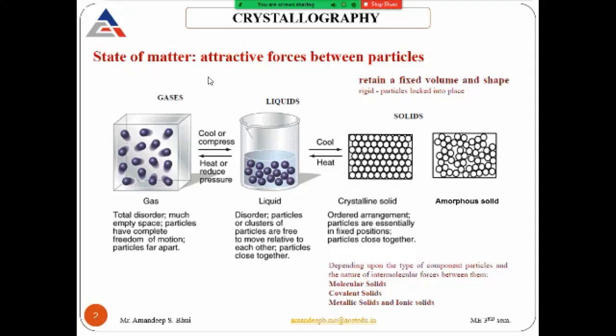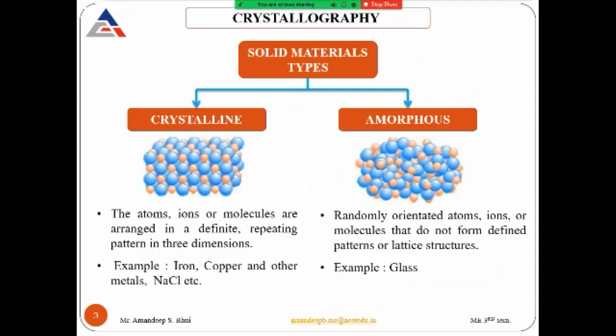Okay. Again, the reverse is also possible. If we heat the solid, it will form liquid. If we heat the liquid, it will form the gaseous form. Okay. Now the solids, as we have already discussed, can be subdivided into two types. You can have either the crystalline solids or the amorphous solids.